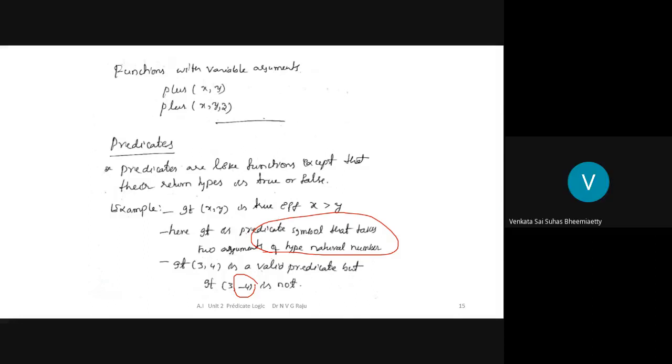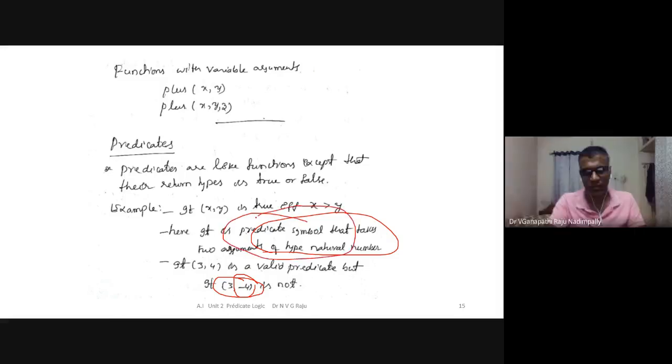Sir, it is not about that. I just didn't understand because you said 3 and 4 is an invalid predicate in the past 10 minutes. Yes, sir. Listen. You said GT is a predicate symbol that takes two arguments of type natural numbers. That was your condition. Based on that condition, you are saying 3 comma minus 4 is not a valid predicate. So I'm asking you whether you took on your own that only natural numbers have to be. I took. Yes, sir. That is the question I asked.